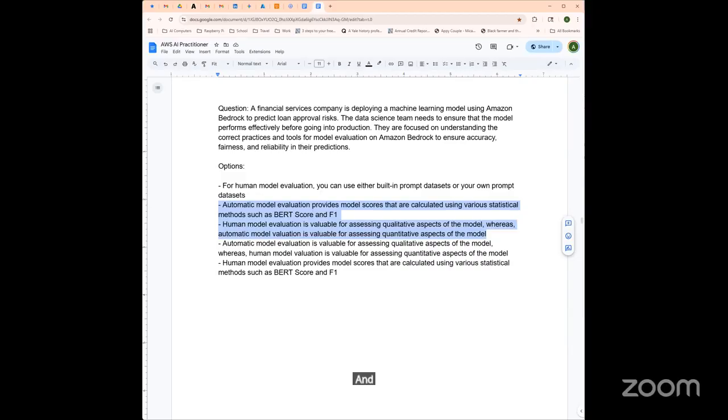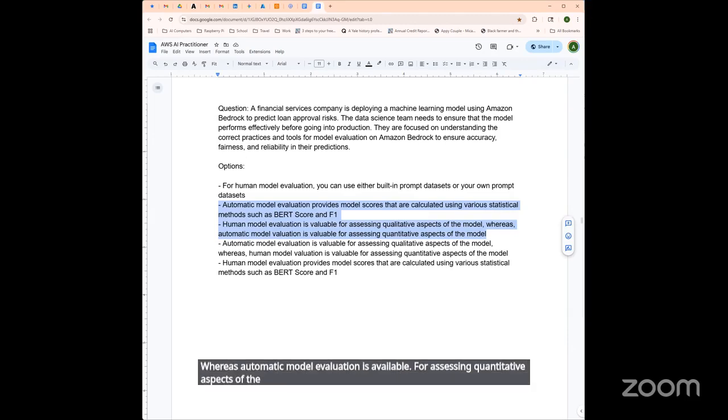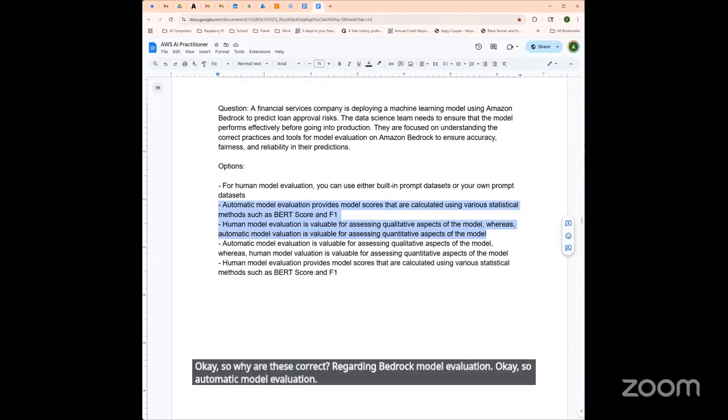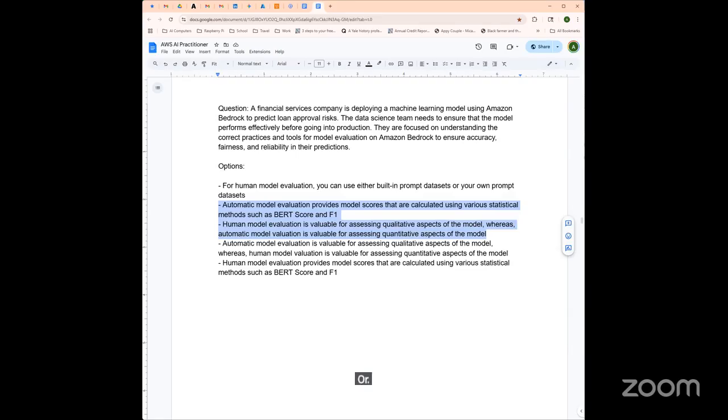And human model evaluation is valuable for assessing qualitative aspects of the model, whereas automatic model evaluation is available for assessing quantitative aspects of the model. Okay, so why are these correct regarding Bedrock model evaluation? Automatic model evaluation provides the quantitative model scores and it uses BERT and F1. So this has objective, consistent measurement of the model performance. It uses built-in or custom prompt data sets, and it's good for quick evaluation of the model performance comparison.